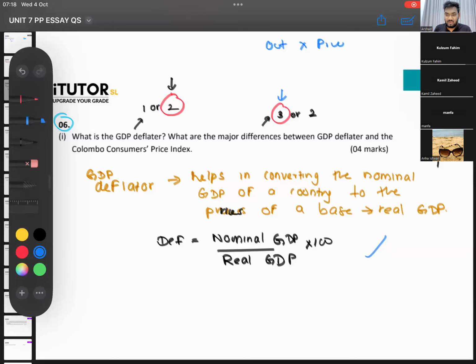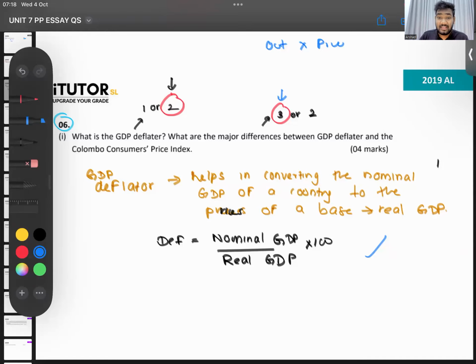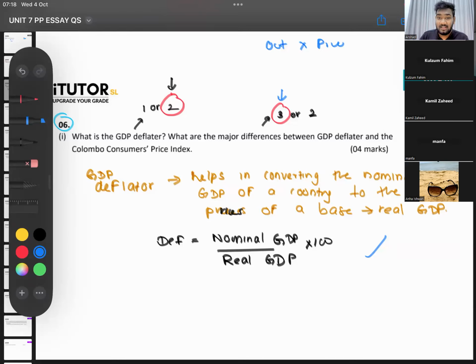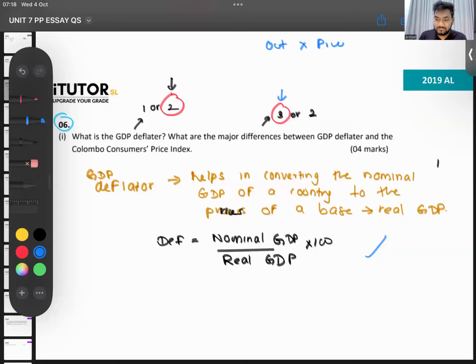Prices go up, then nominal output goes up. In the real GDP, there are no price changes, guys. If the real GDP has increased from one year to another year, that is mainly because the output has gone up. But if nominal GDP increases, that can happen because of so many other reasons. Okay, is that fine? Okay.